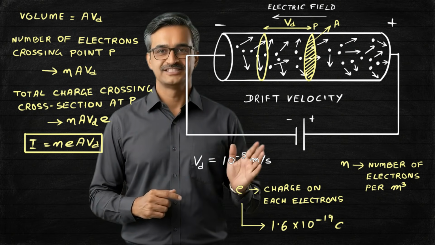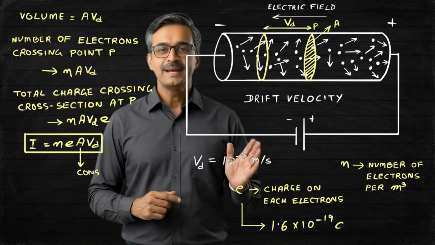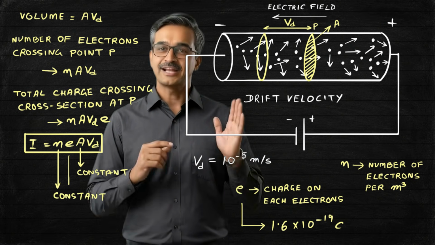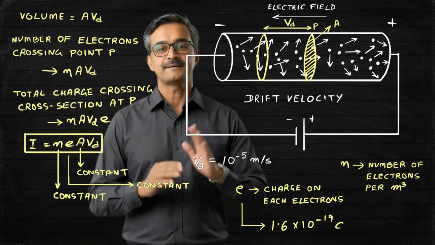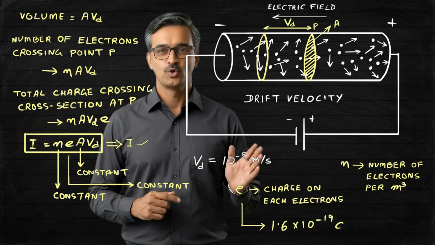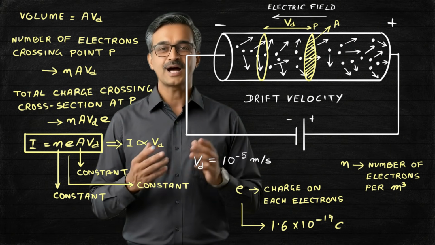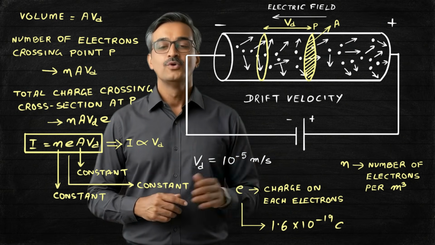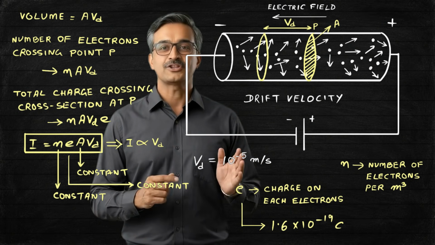Now let's understand what this equation tells us. In a given conductor, the cross-sectional area A remains constant. The electron density N also remains constant. The electronic charge e is obviously constant. Therefore, only one quantity changes, and that is the drift velocity. Hence, I is directly proportional to v_d. That means, if the drift velocity doubles, the electric current also doubles. If the drift velocity becomes 3 times, the current also becomes 3 times. So, greater drift velocity means greater electric current.